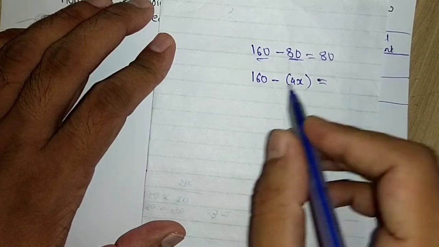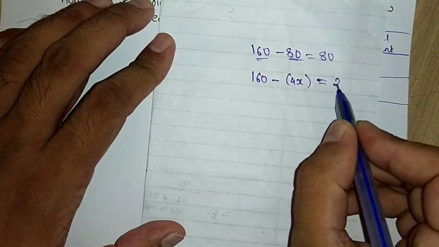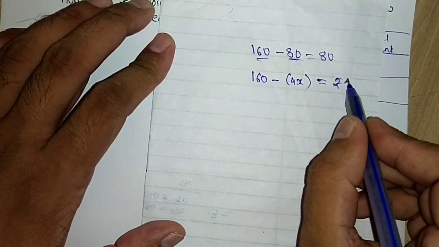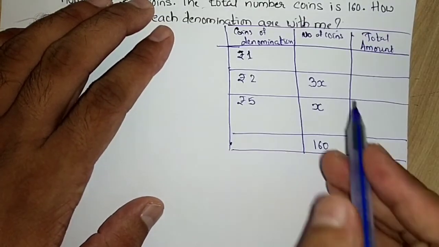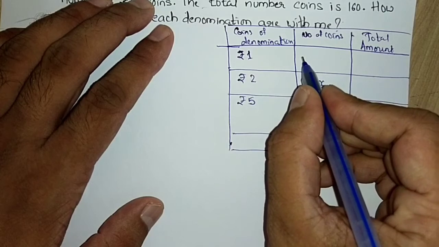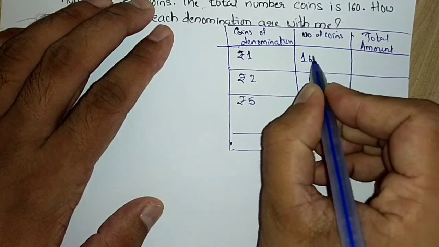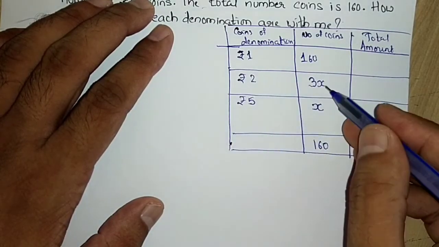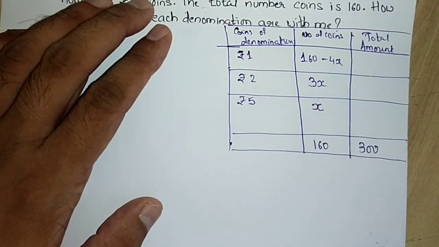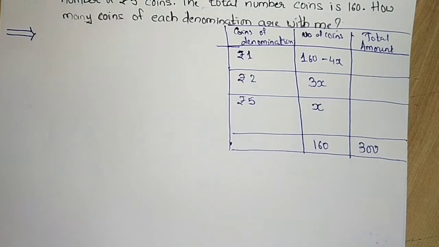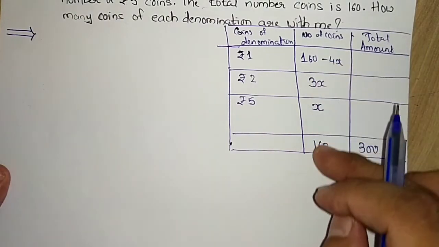So the rupees 1 coins will be how many? 160 minus 4x. Hope you have understood. So I will write that the number of coins of rupees 1 will be 160, that is the total number of coins, minus these coins. This portion we have done.